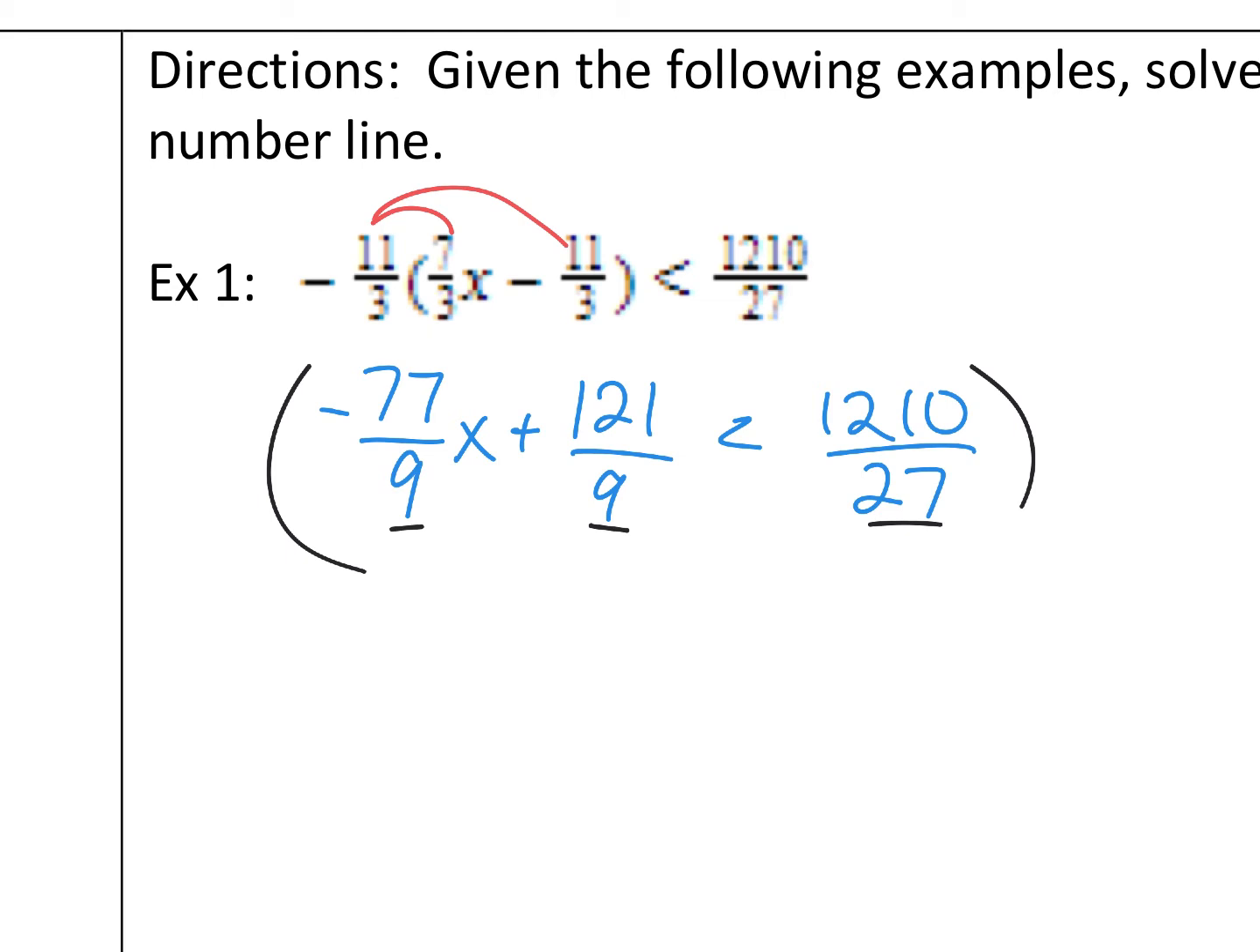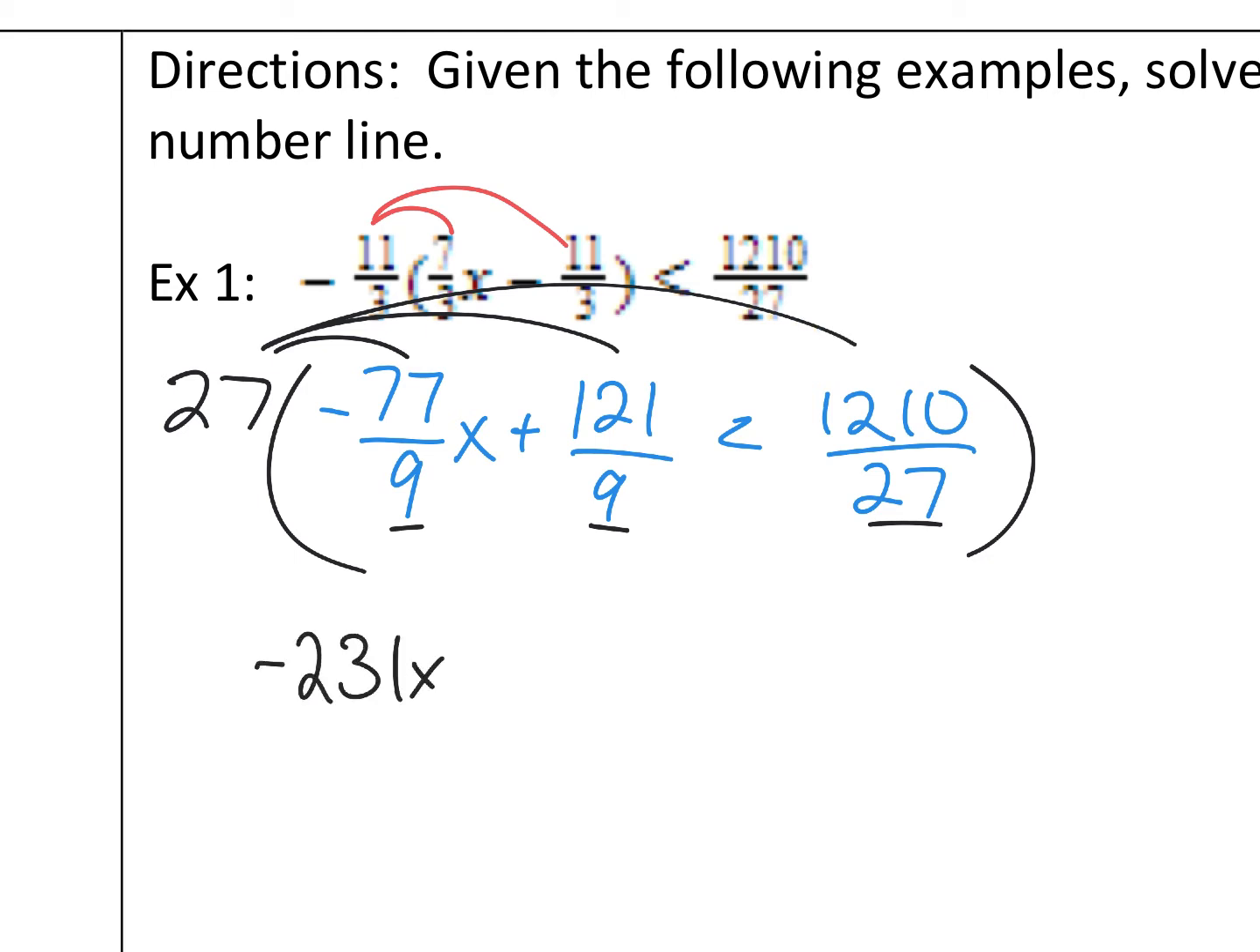So what will 9, 9, and 27 all go into? 27. Yep, 27 won't go into 9, but 9 will go into 27. So now I'm just going to multiply this 27 times each of those fractions. I literally just type in my calculator 27 times negative 77, hit enter, divide by 9, and I get negative 231x. Everybody get that? Yep.